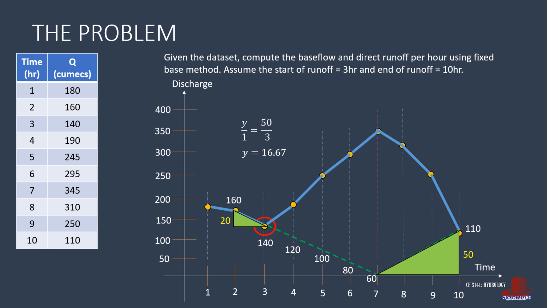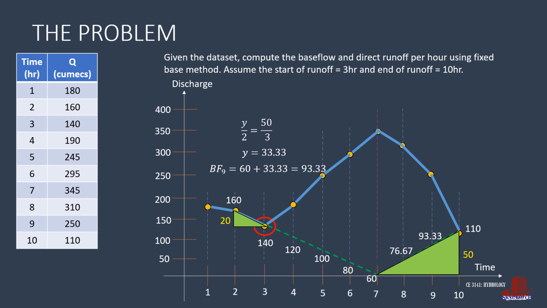So the base flow is taken from the lowest point of y elevation of 60. Since the base flow is higher, we add y of 16.67 to 60, giving 76.67 for t of 8 hours. The coordinate at t of 9 hours is then solved similarly as y is to 2 hours, and this is proportional to the full 50 is to 3 hours. Y is then 33.33, and the base flow at 9 hours is 60 plus 33.33, and that is 93.33 cumex.